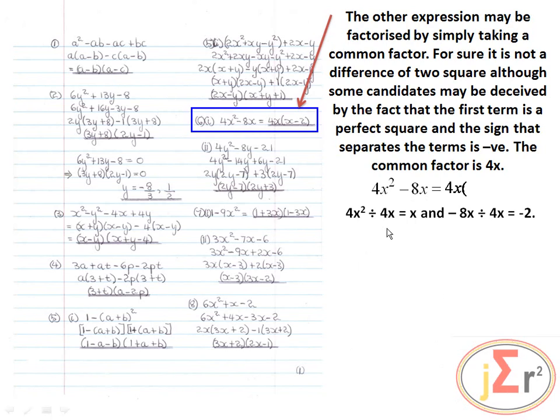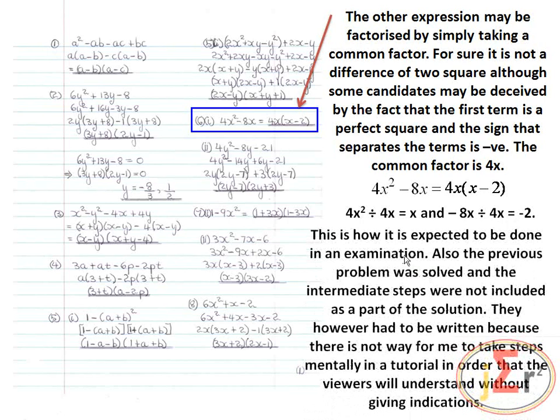4x squared divided by 4x, the 4's will go, x into x squared is x, and negative 8x divided by 4x. 4 into 8 is 2, the x's will cancel, and positive into negative is negative, so there is our negative 2. This is how it is expected to be done in an examination.